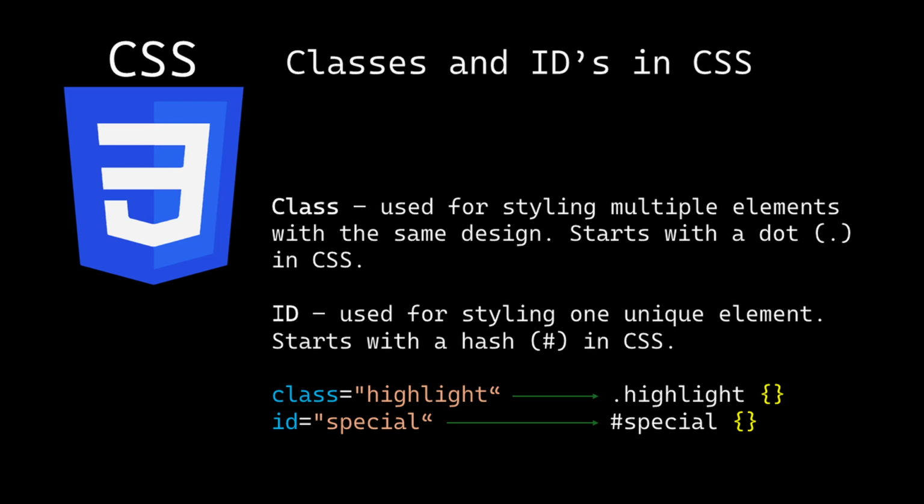Here are some examples of attributes that you can add to almost any HTML element that you want. Here, class highlight would appear in CSS as .highlight with curly brackets, and ID special would appear as #special with curly brackets. Inside the curly brackets we write the commands that we use for styling.